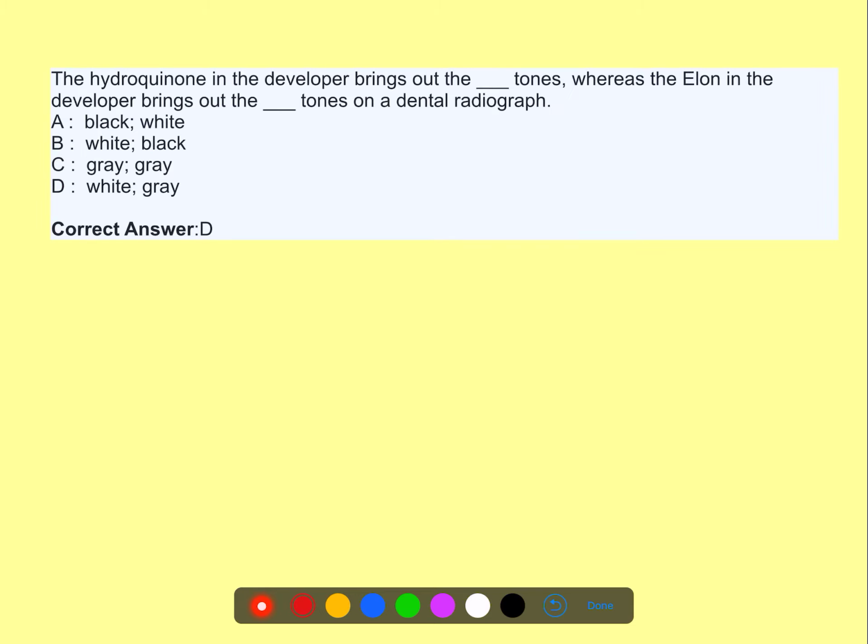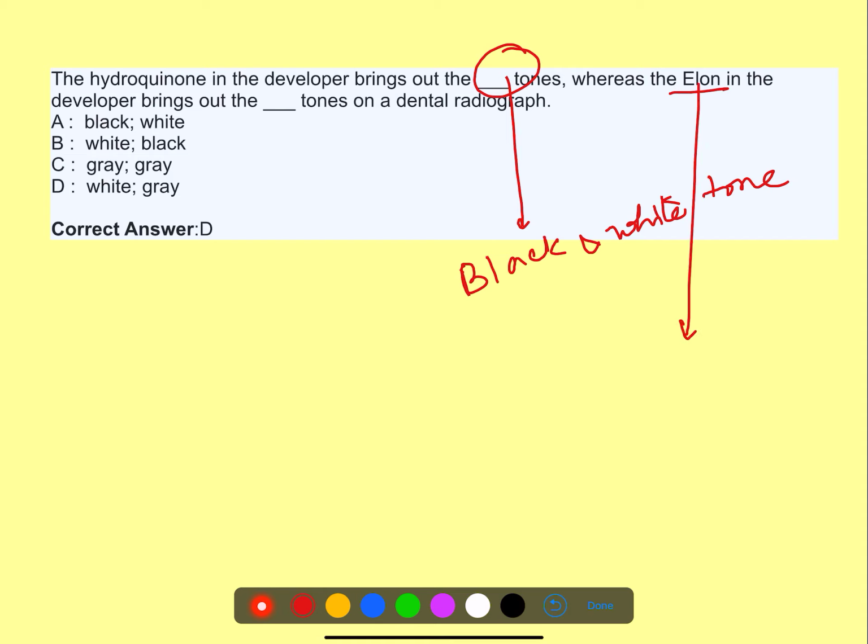The hydroquinone in the developer brings out the black and white tones, whereas Elon in the developer brings out the grey tones on a dental radiograph. So you have to remember this. Hydroquinone will bring out black and white tone, whereas Elon will bring out grey tone. So the best option is the one with grey in the last option, and either a black or a white tone is given by the hydroquinone. So the best option is answer D.